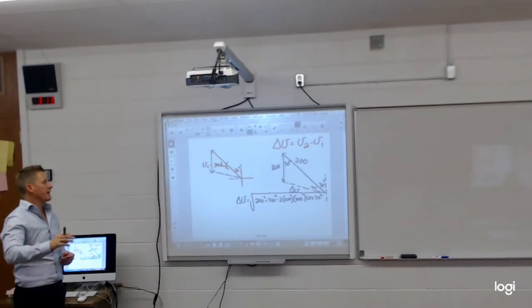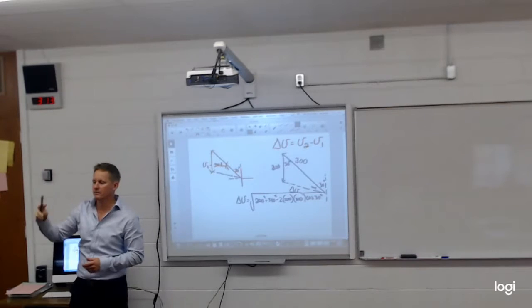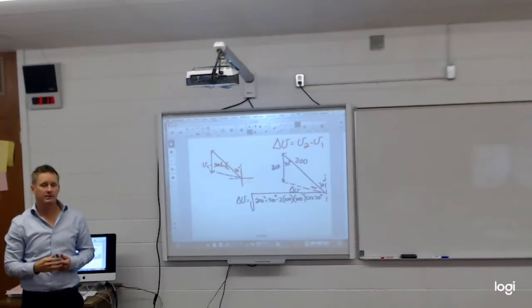So how many of us right now would far sooner use right triangle trig than the law of cosines? Okay. So I'm going to show you how we go about that too then.